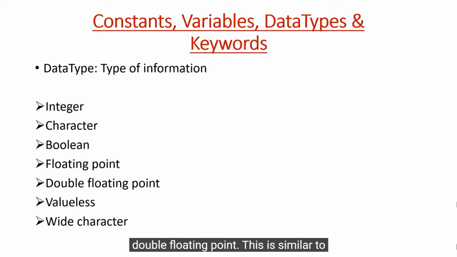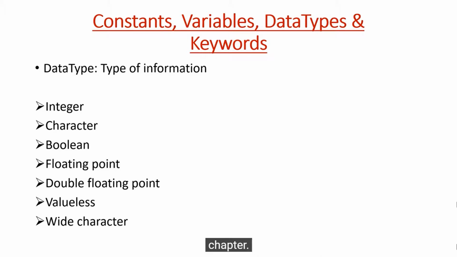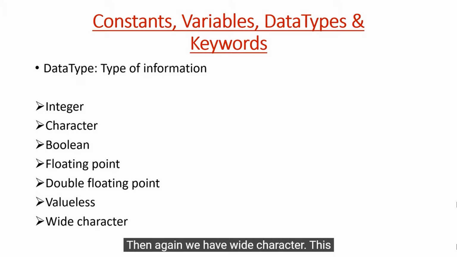Then again, double floating point. This is similar to floating point, but the difference is the range is more. We can store greater value. Then again, valueless, I'll come up with this in the function chapter. Then again we have wide character.